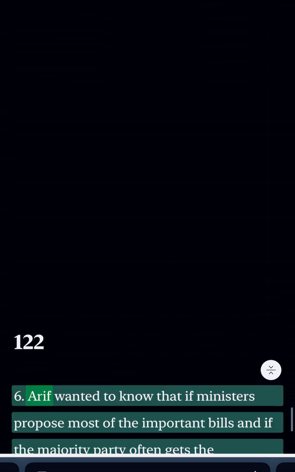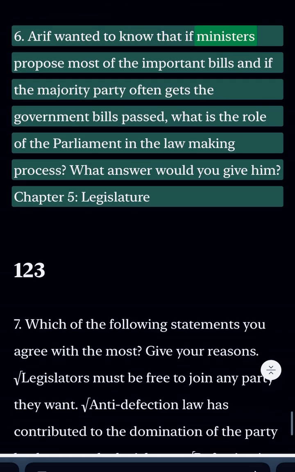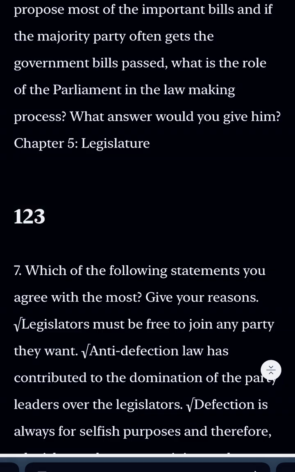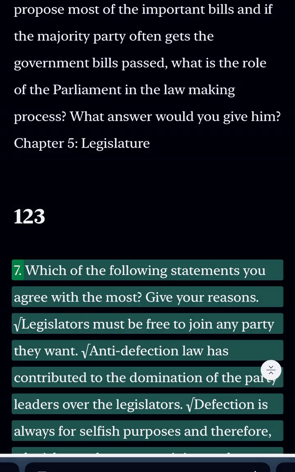6. Arif wanted to know that if ministers propose most of the important bills, and if the majority party often gets the government bills passed, what is the role of the Parliament in the law-making process? What answer would you give him? Chapter 5. Legislature.